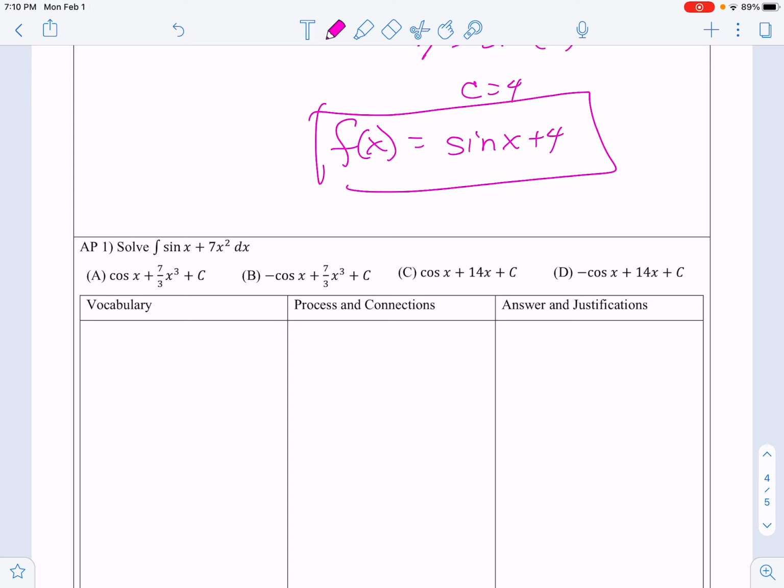Okay, now what? You got to integrate that. The integration of sine is negative cosine. Because remember, when you take the derivative, it changes its sign. Plus 7x cubed over 3 plus c. Looks like b. Alrighty, that's all there is to antiderivatives and particular solutions.